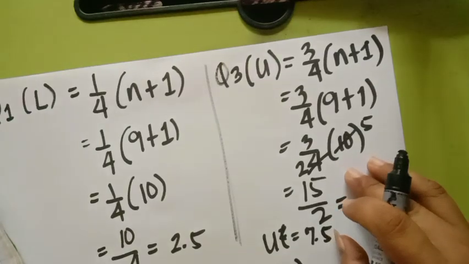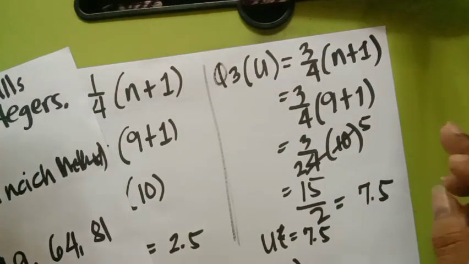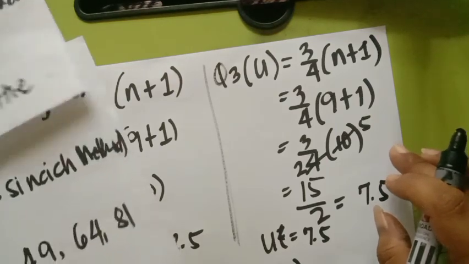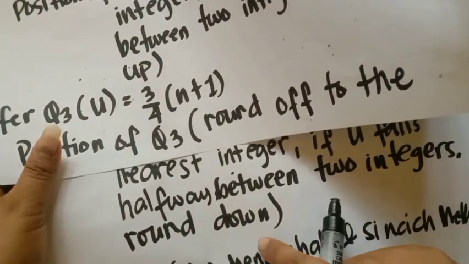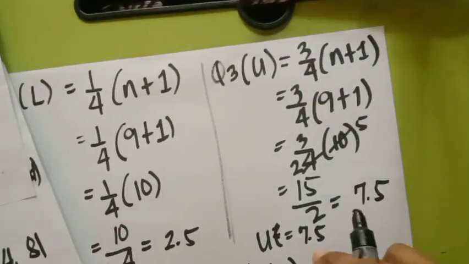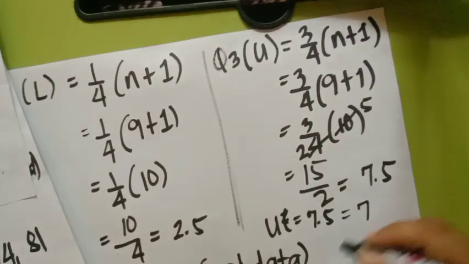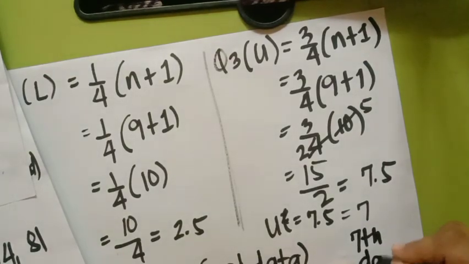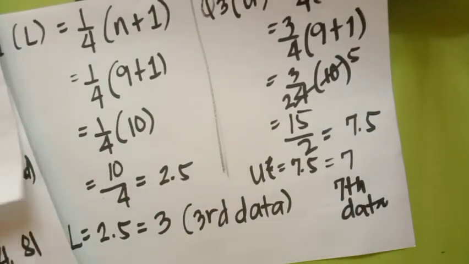So, yung nakuha natin is halfway between two integers, kasi 0.5 yung kanyang decimal. So, pag U at ang nakuha nating decimal is 0.5, ano ang sabi? Round down ang gagamitin natin. So, yung 7.5 is equal to 7. So, ang U natin is the 7th data. So, the third quartile is the 7th data.